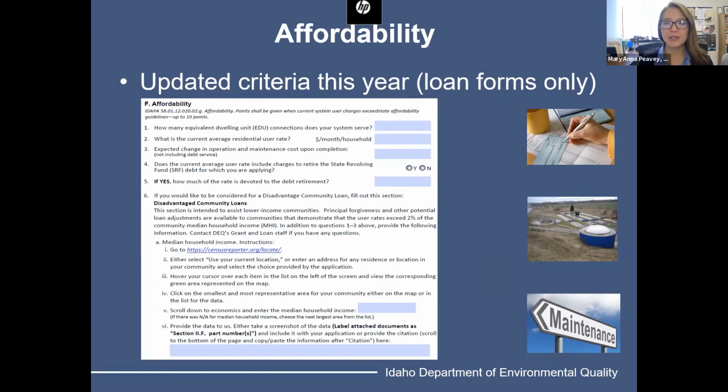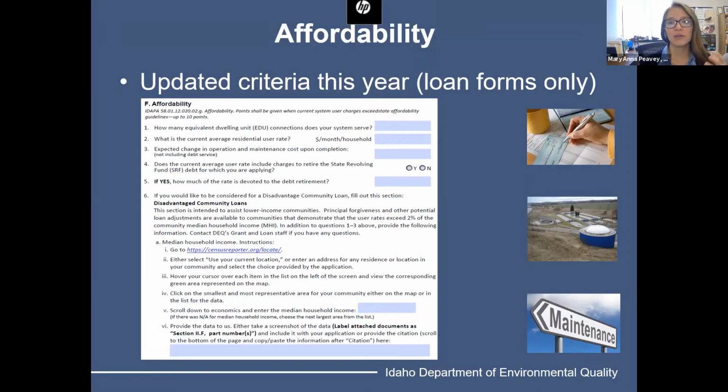But just to do the numbers a little bit, let me give you an example. If your median household income is, say, $50,000 a year, now 2% of 50,000 would be 1,000. Now, if you divide that 1,000 by 12, you will get a monthly figure. And in this case, for 1,000, it would be $83 a month. So if your user rate with debt service is going to be over $83 a month, then you would qualify as being a disadvantaged community.